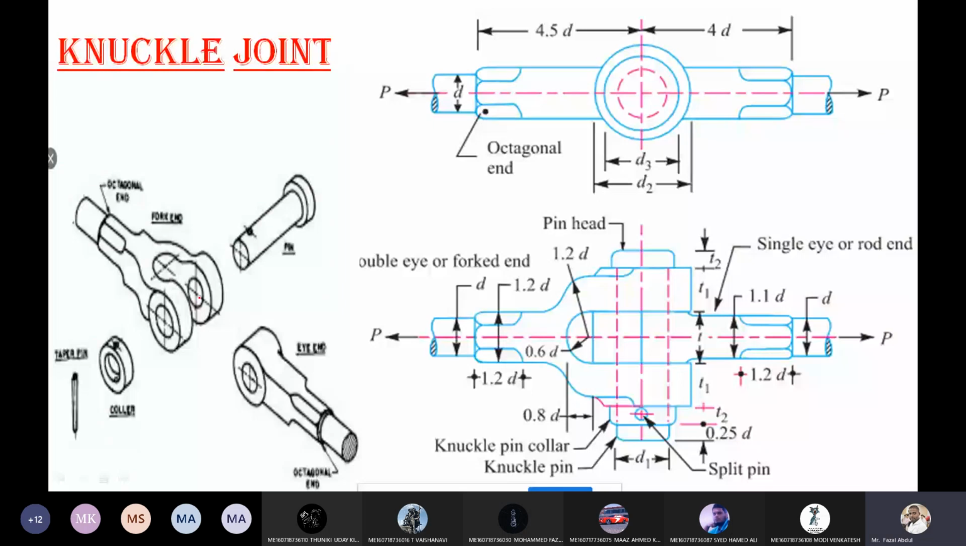It means whenever there is a misalignment. Suppose this is the collinear shaft, meaning both axes are collinear here. In some situations the axis of one rod and the axis of the other rod pass like this, so it is subject to some angle theta. In such situations, whenever we require a joint, the knuckle joint is preferred.